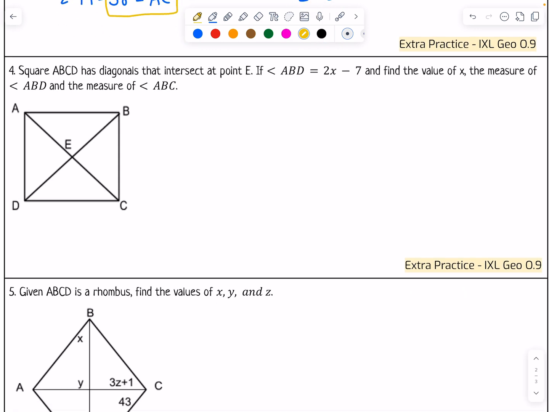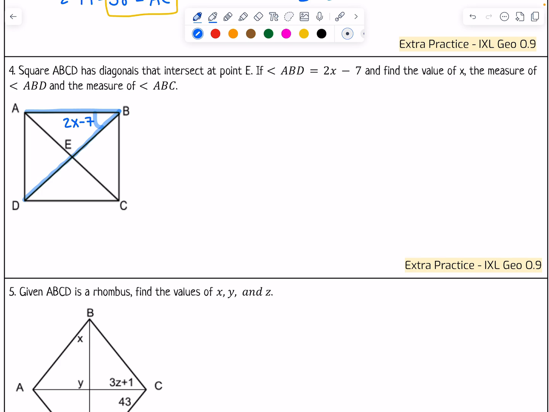All right, let's look at number 4. They've given us square ABCD has diagonals that intersect at point E. If angle ABD, so let's highlight angle ABD, they said that is 2x minus 7. Find the value of x, the measure of angle ABD and the measure of angle ABC.